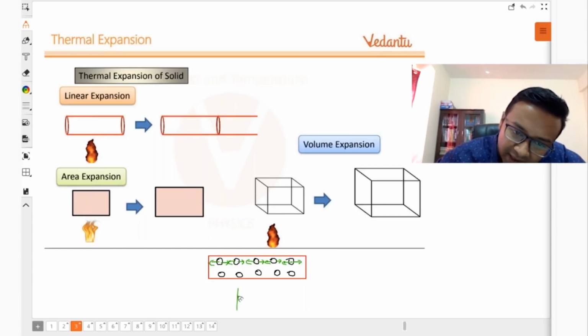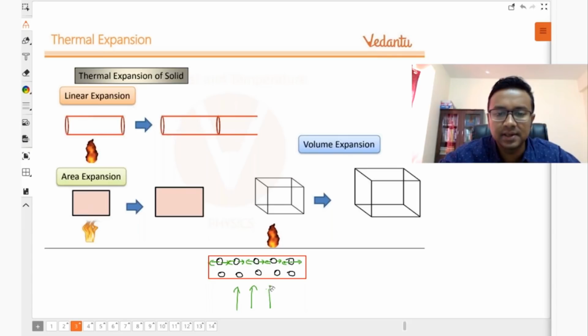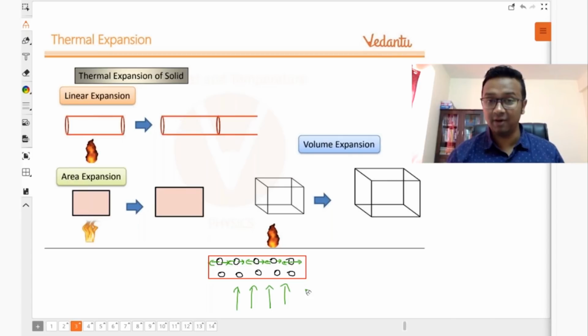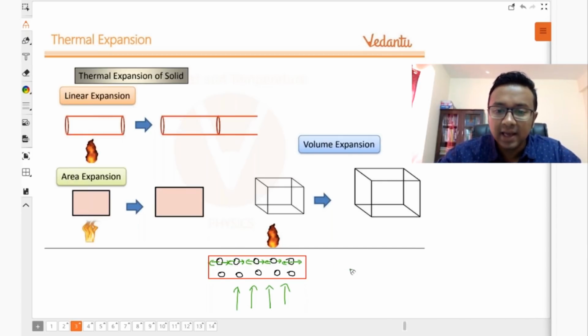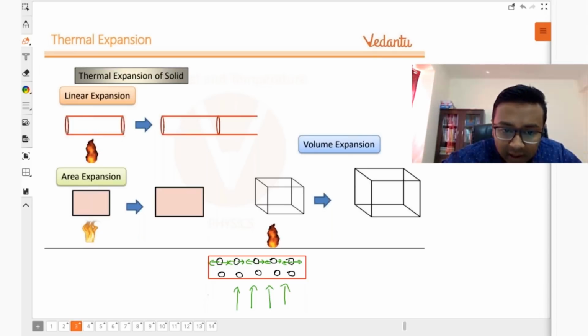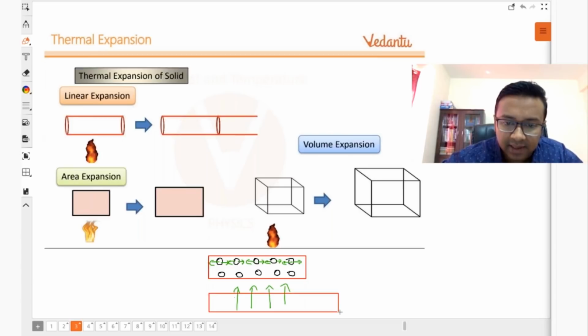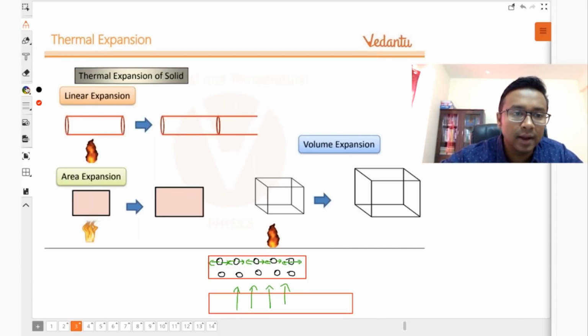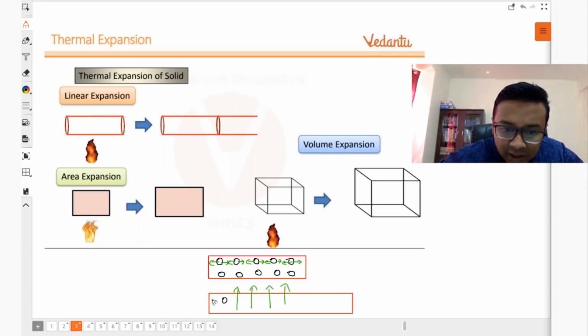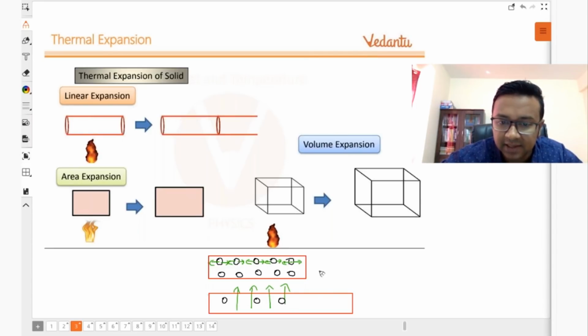Now when you start providing it heat, my dear students, what happens? These molecules are going to get more heat, and as they get more heat, they are going to vibrate even faster, and they would require more space to vibrate. So technically, these molecules now require a greater region. This molecule is going to vibrate in this zone, this one in this zone, and this one in this zone.